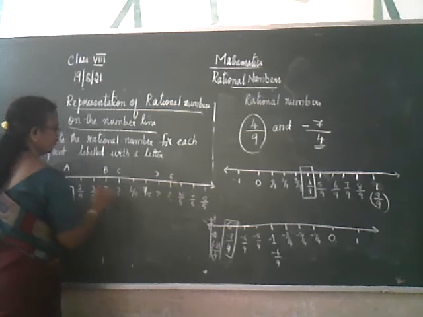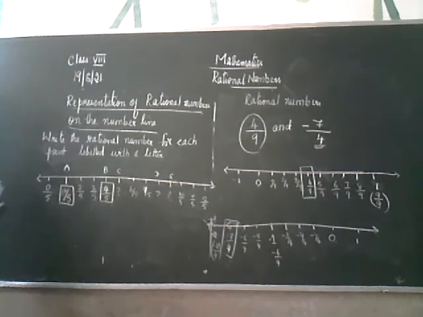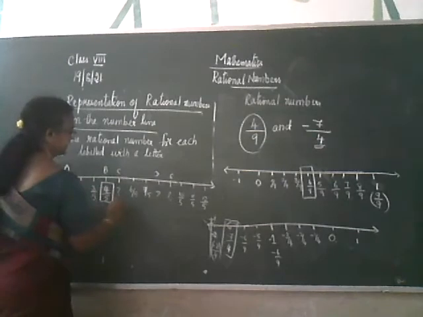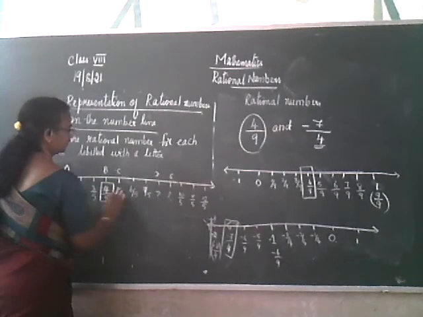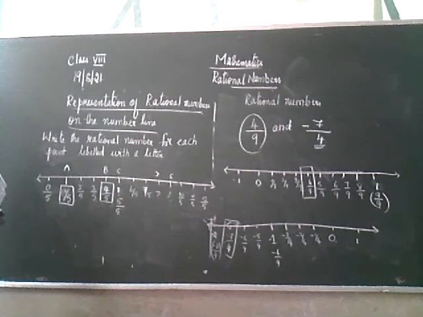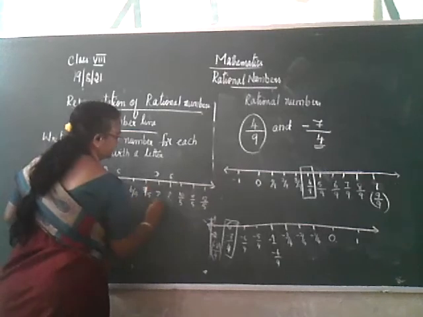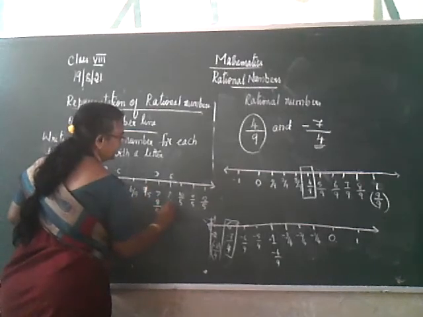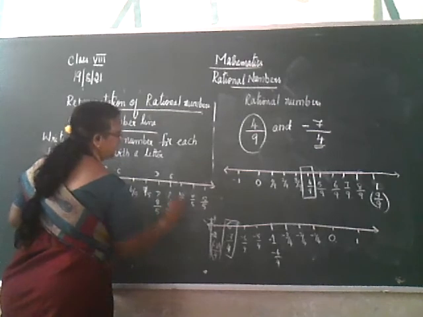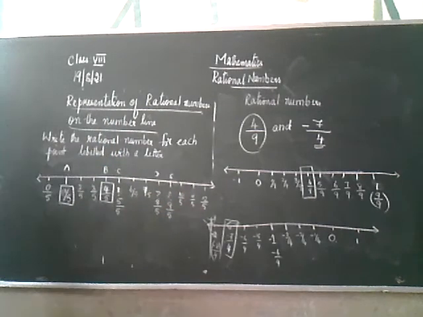B is 4 by 5. After 3 it is 4 by 5. What is C? C is 5 by 5, which is equal to 1. Then 6 by 5, 7 by 5, yes, 8 by 5, 9 by 5, 10 by 5, 11 by 5, 12. Isn't it? It is very easy.